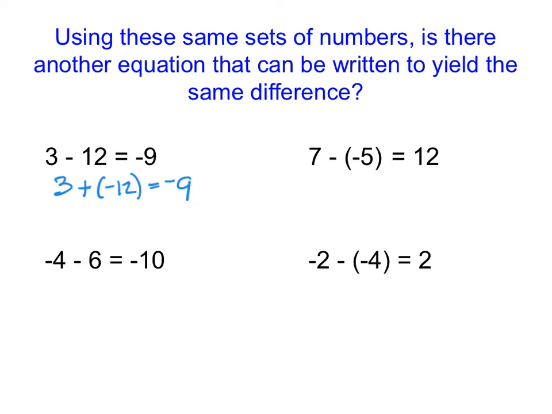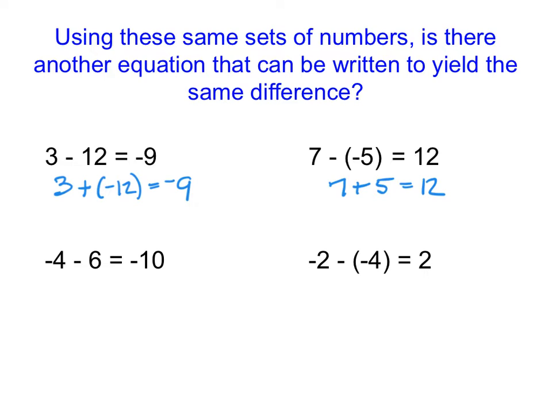So now let's look at the next problem. 7 minus negative 5 equals 12. Well, how could 7 and 5 equal 12 a different way? Well, what if I did 7 plus 5 equals 12? That gives me the same result.